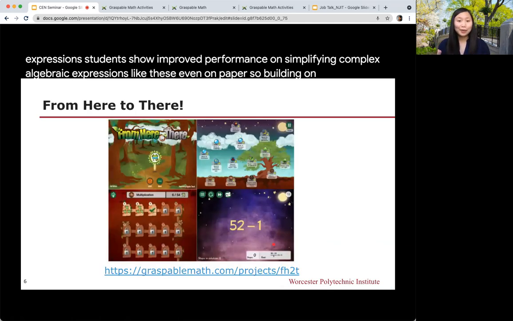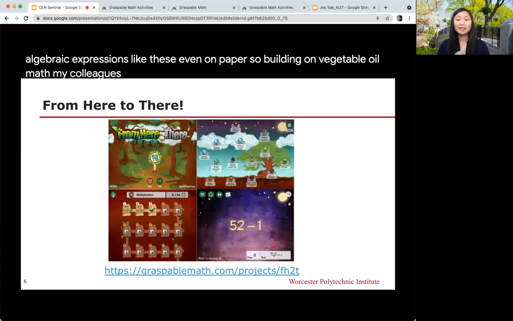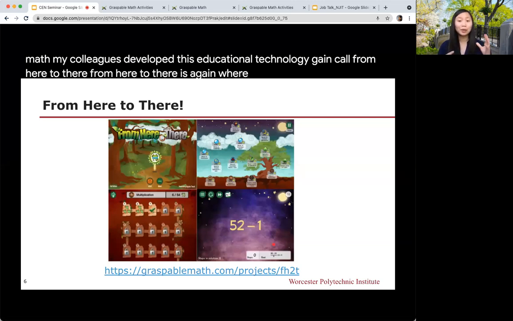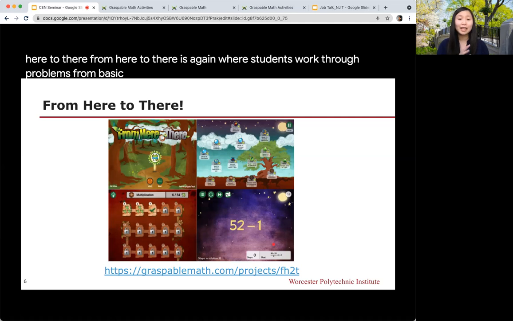So building on Graspable Math, my colleagues developed this educational technology game called From Here to There. From Here to There is a game where students work through problems from basic arithmetic to more complex ideas like distribution, vectoring, and solving linear equations.